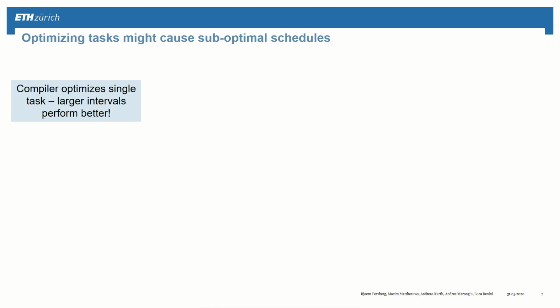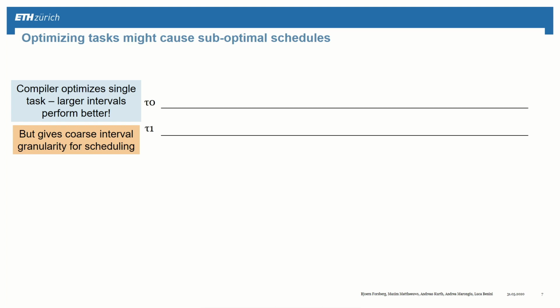Now, optimizing the single program by selecting larger intervals is of course good for the performance of that task, but it gives the scheduler a very coarse granularity to schedule the entire system. Considering, for example, if we have two tasks, tau 0 and tau 1, which are released at the same time, if tau 0 takes a long time to complete its prefetch phase, tau 1 has to stall entirely until it can take ownership of the memory.